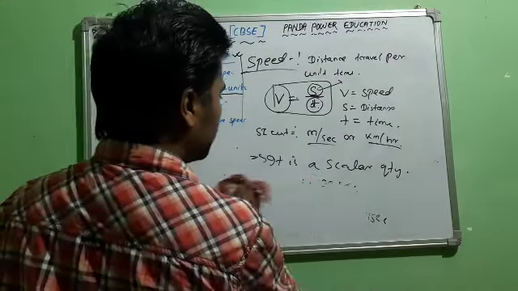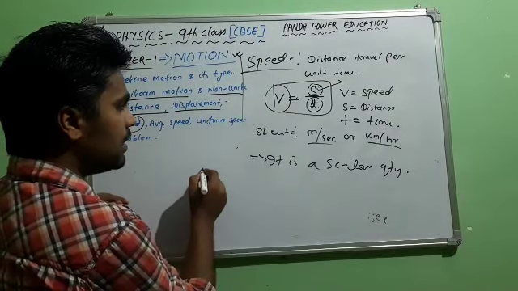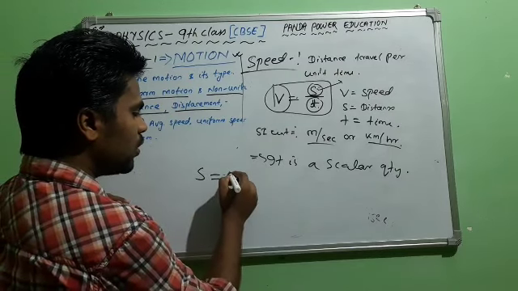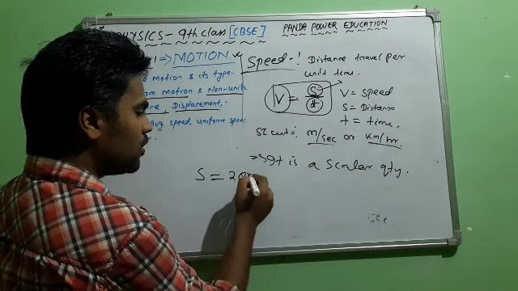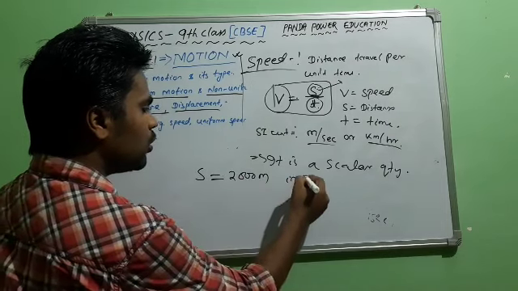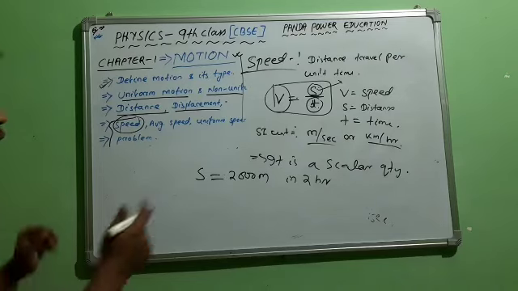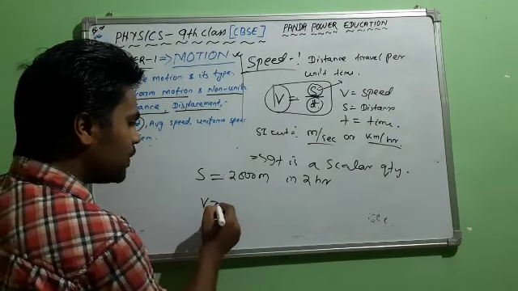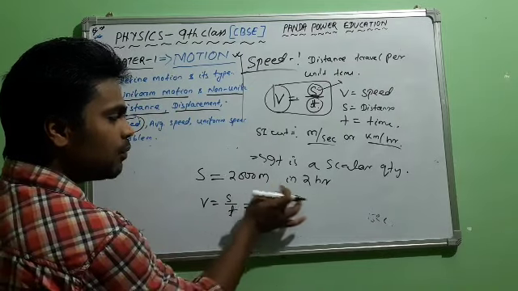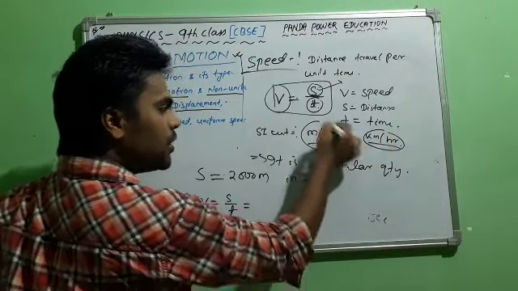Another example I am taking. A body travels a distance of 2000 meter in 2 hours. So what is the speed of the body? v is equal to s divided by t. t is 2, but here s is in meter and t is in hour. But we require kilometer per hour or meter per second.